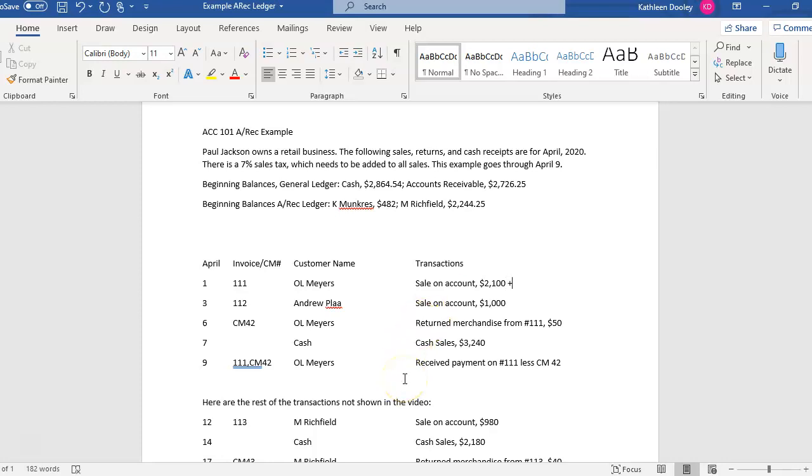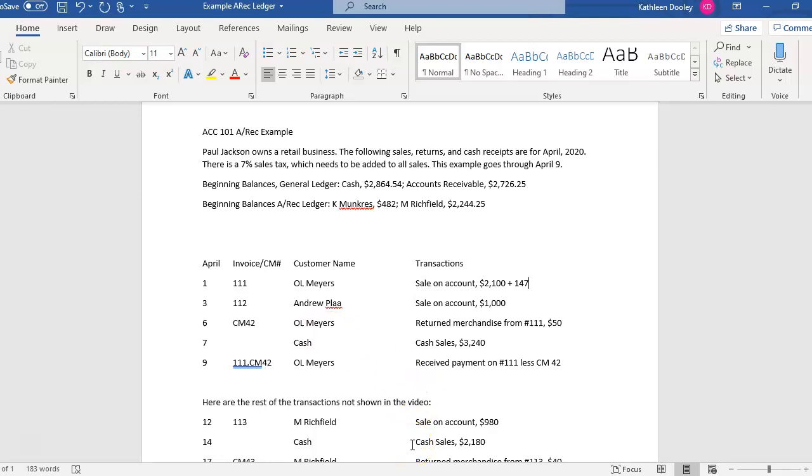Okay, and if we calculate that out, we have $147. Okay, so that'll total $2,247 that O.L. Myers actually owes us. $2,100 that's for the sale, and $147 that we got to collect for sales tax and then hand it to the state.